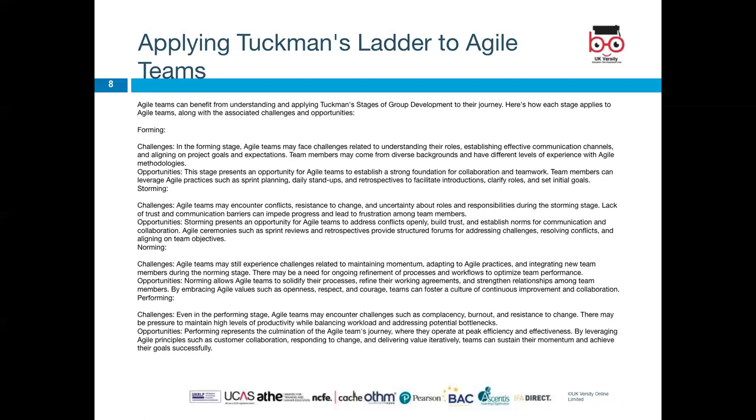So, the forming. What is the challenge in forming? Agile teams may face challenges related to understanding their roles. Like we said, in the forming stage, you're trying to understand your role and your responsibility. So that's the challenge in that phase. Agile teams may face challenges related to understanding their roles, establishing effective communication channels, and aligning on project goals and expectations. Team members may come from diverse backgrounds and have different levels of experience with agile methodologies.